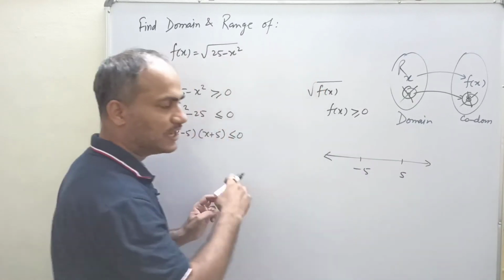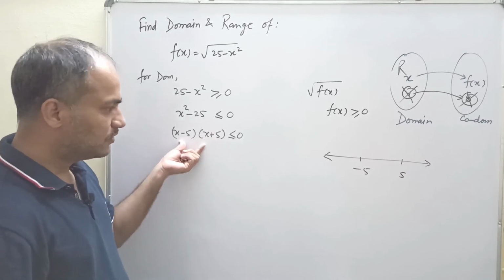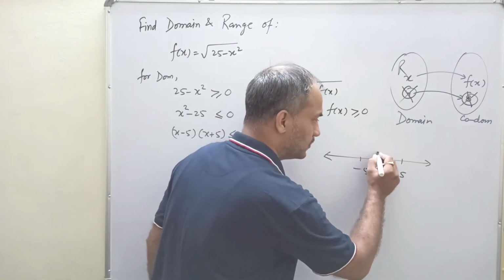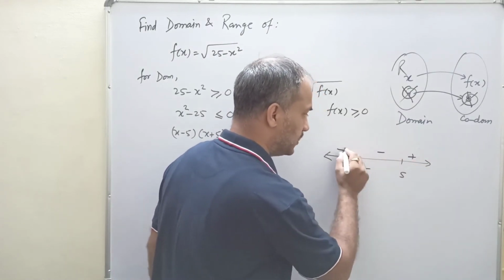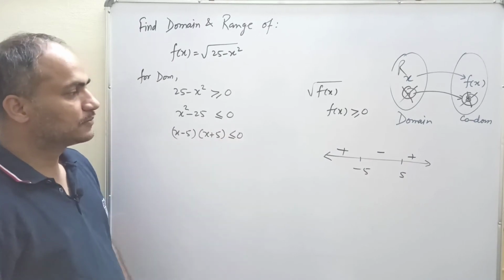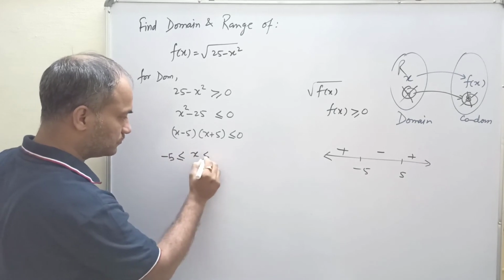Okay, and it divides the entire region into 3 portions. Here we see that this inequality is only valid for this. This is negative, it is positive, and it is positive. What do we require? Negative. Fine. So values of x will lie in this range.